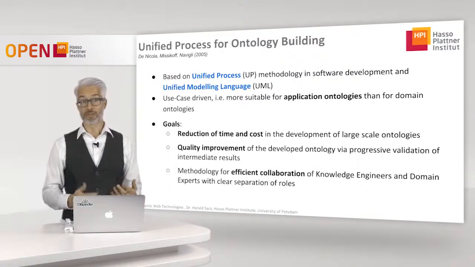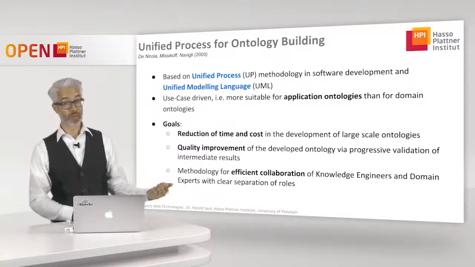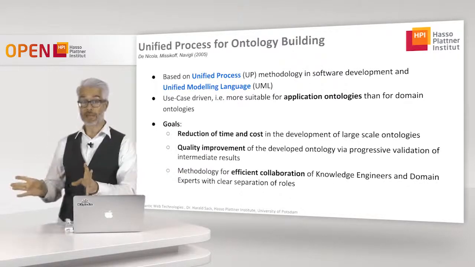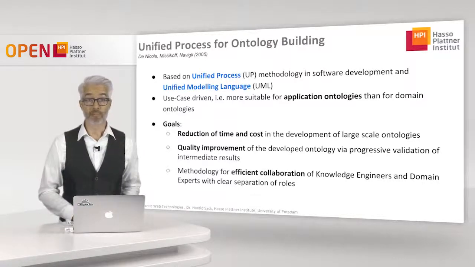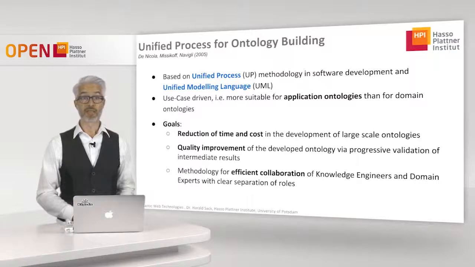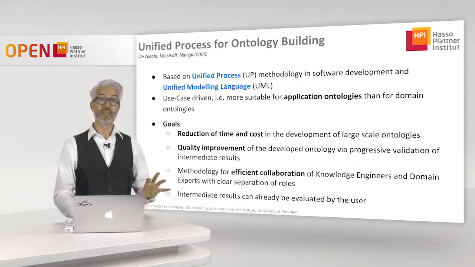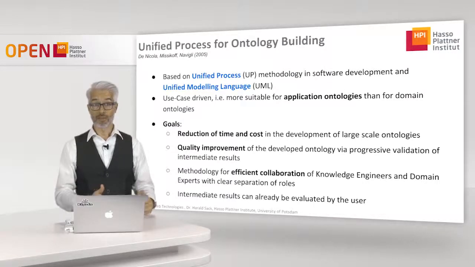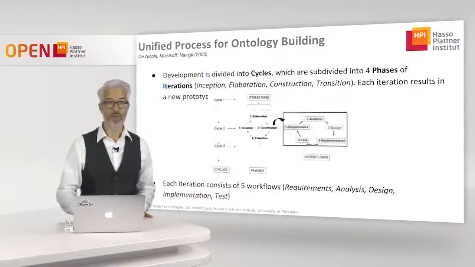And then, of course, it should also foster collaboration, especially efficient collaboration between the two groups who are always involved in the ontology design process: on the one hand, the knowledge engineers, who will build up the ontology, and the domain experts, who provide the knowledge from which the ontology has to be built up. And here the roles are clearly separated. So we will have a look at that also. And the nice thing here is that intermediate results can already be evaluated by the user. So not only in the end, but also during the course of the process. And this is one of the strengths of this approach.